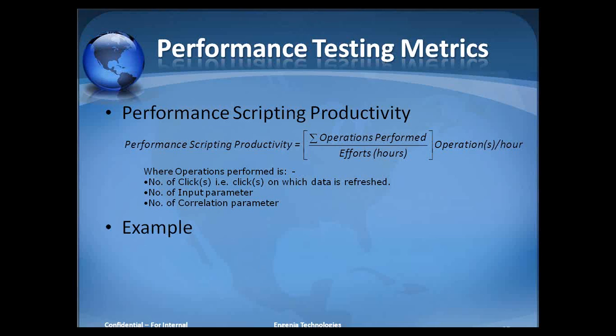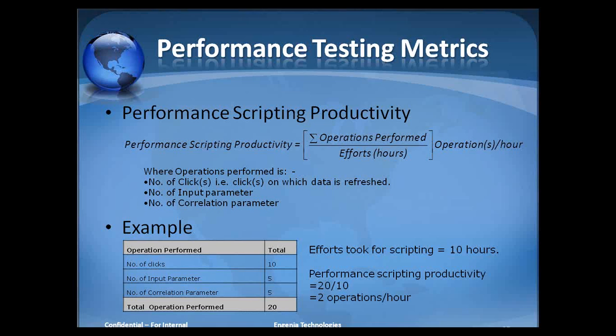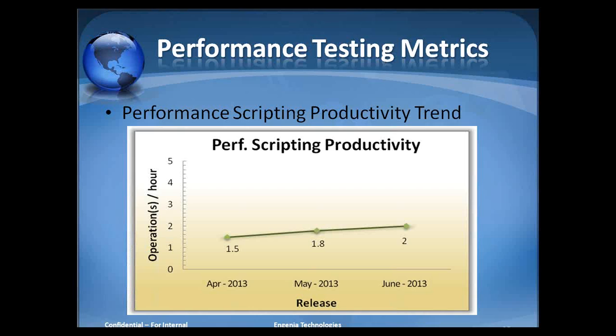We can take a very simple example in this case also. For example, we have recorded these operations: there were 10 clicks that were performed, 5 input parameters and 5 correlation parameters. So if we calculate the total number of operations performed, it was 20. And the effort for performing these 20 operations was 10 hours. Then we can simply divide by 10, and we have a figure of 2 operations per hour. So this performance scripting productivity is 2 operations per hour.